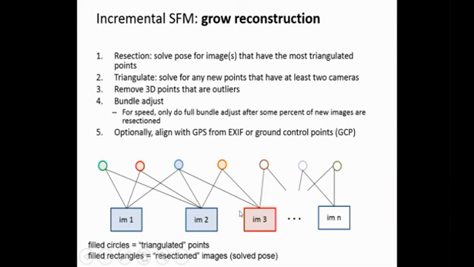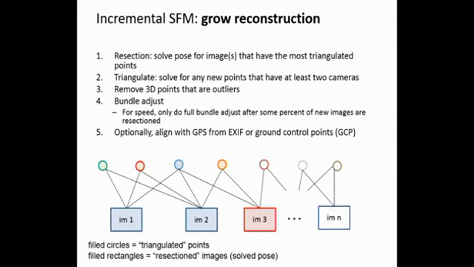So that's what I mean. I'm representing this as a set of points. So I solve for the pose of image 3, and then once I've solved for the pose of image 3, now I've got some points that are observed by image 2 and 3, so I can solve for the 3D values of those points. So that's the triangulation. So I do resectioning and then triangulation.